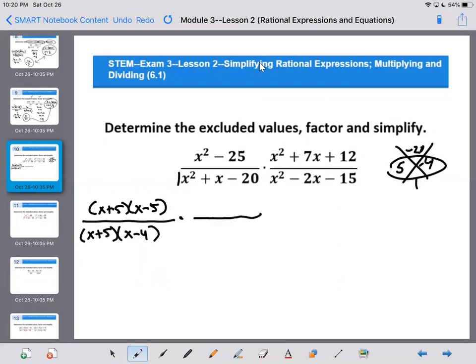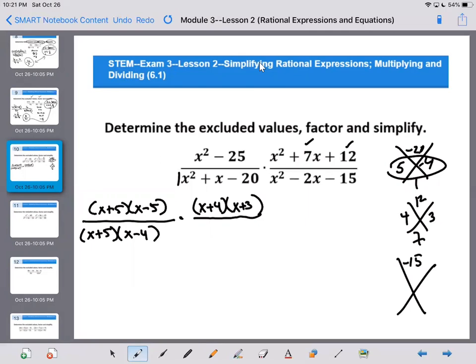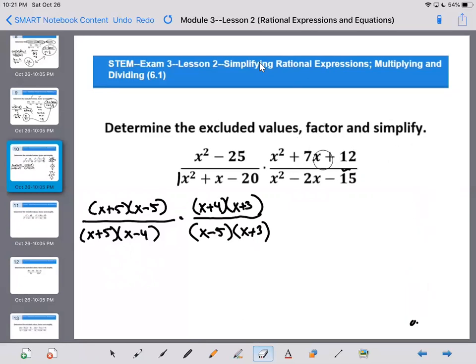So you're looking at factors of 12 that add to give you 7. And that would be 4 and 3. So we would have x plus 4 and x plus 3. And then we've got negative 15. Add to give you negative 2. So 5 and 3, negative 5 and positive 3. So x minus 5, x plus 3. All right, we have those, so I'm going to erase. And let's look at our excluded values.